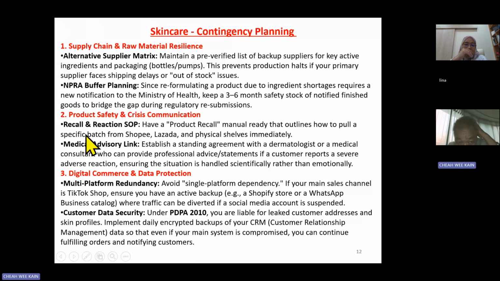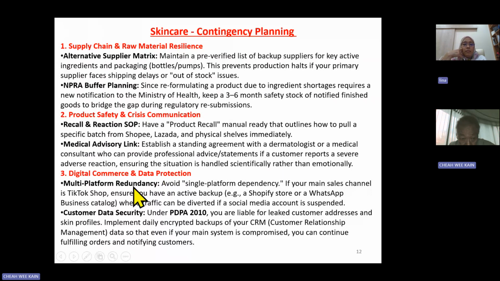Product safety recall reaction SOP, product recall manual. How do you want to do a product recall? You may need to have a standard operating procedure. Who is supposed to make a product recall? When is it supposed to be made? Medical advisory link: a dermatologist or medical professional who can provide advice if a customer reports a severe adverse reaction. You should have your own network.